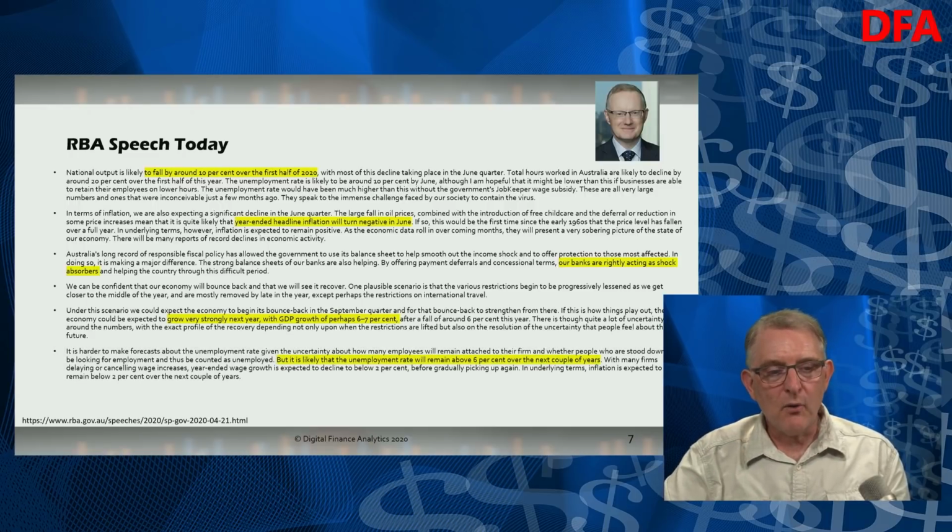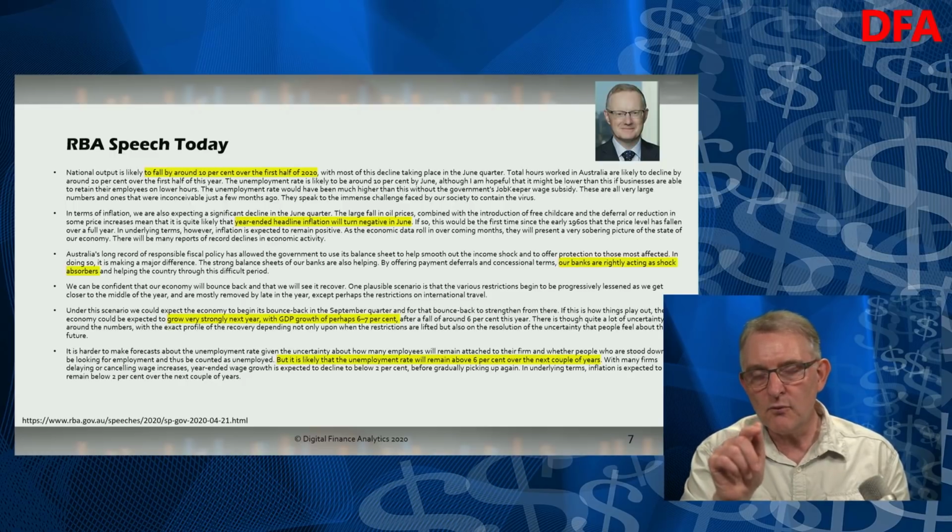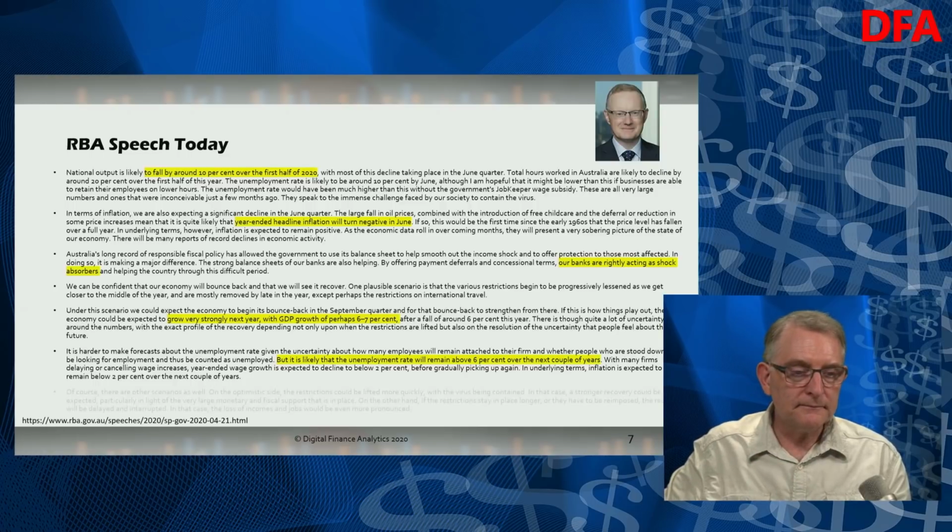And then they also make the point that it's harder to forecast the unemployment rate, but it looks as though the unemployment rate will remain above 6% over the next couple of years. So just pause on that. We had an unemployment rate at 5.1 and 5.2 before all this. We're going to see it rise perhaps up to 10% or maybe slightly more. They're saying it's going to come back down, but it will still be quite a lot higher. And that tells you, and it should tell you, it tells me, that this is going to be something which is going to be with us for a long, long period of time. So no V-shaped recovery here.